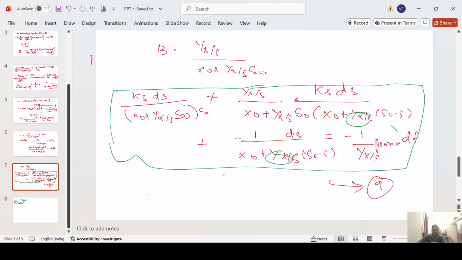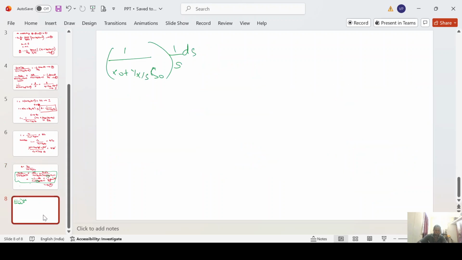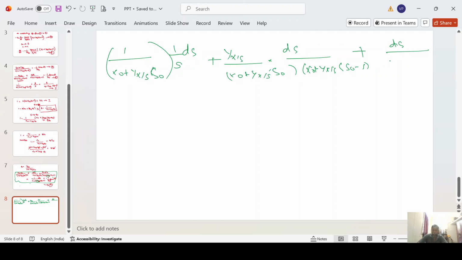So commonly when you are considering plus yx by s whole divided by x naught plus yx by s of s naught into ds whole divided by x naught plus yx by s s naught minus s plus ds whole divided by x naught plus yx by s s naught minus s is equal to minus 1 by yx by s mu max dt.